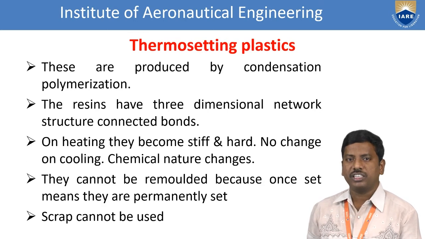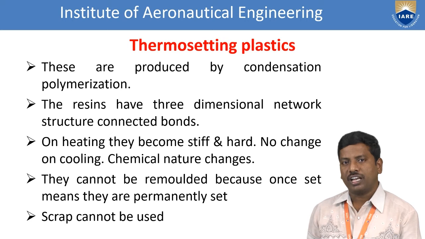After that, we see the thermosetting plastics. From the title, we can understand that once we apply the temperature to these plastics, they are thermally setting plastics. Once they fix their shape, we cannot change their shape afterwards. That is the thermosetting plastics. These are produced by the condensation polymerization. What are the other polymers produced by the condensation polymerization? Nylon 6,6. They are highly stable.